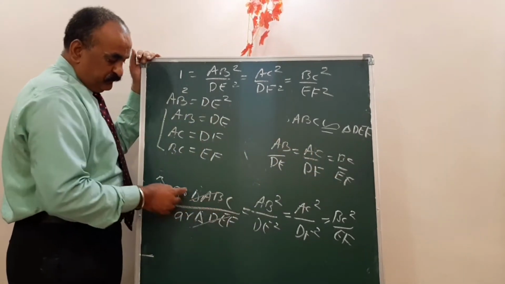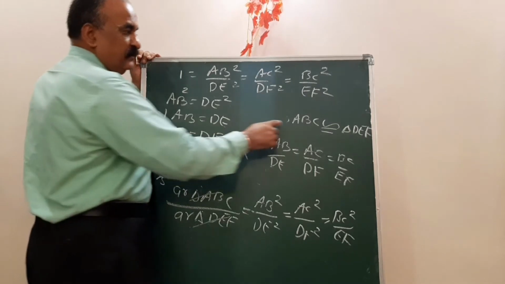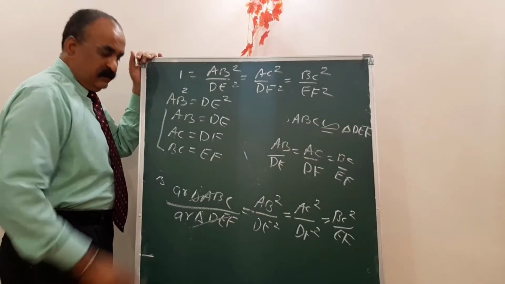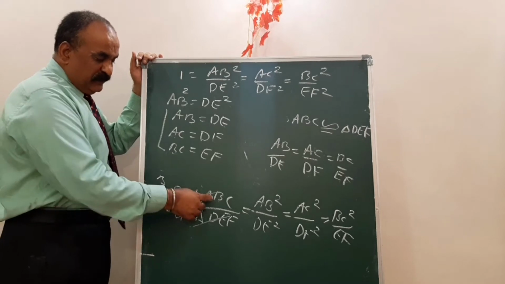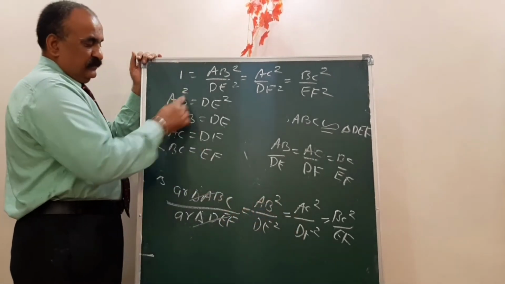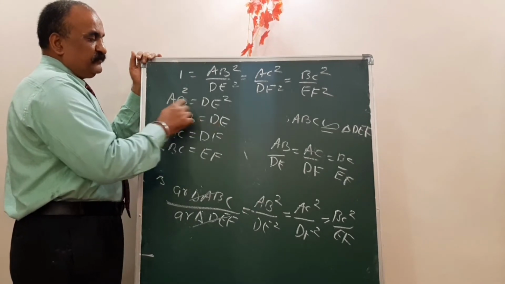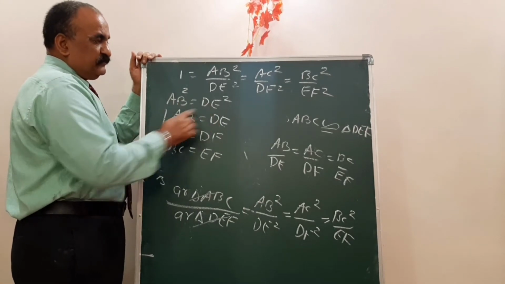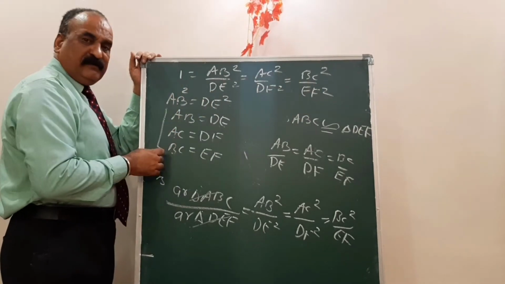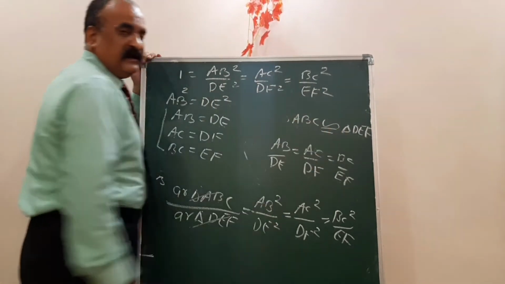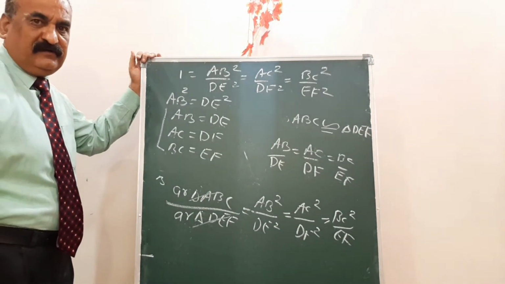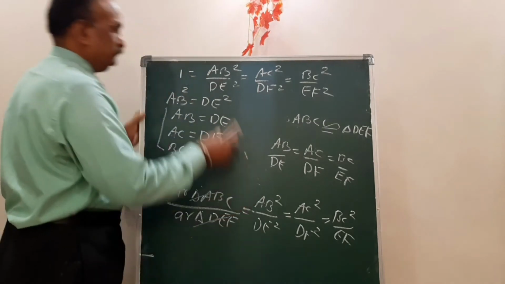To prove that triangle ABC is congruent to triangle DEF. Now proof. Area of triangle ABC upon area of triangle DEF is equal to this, you can write. It means AB square equals DE square, AC square equals DF square, BC square equals EF square. All the three sides will be equal. It means both the triangles will be congruent by the property side, side, side. Next question.